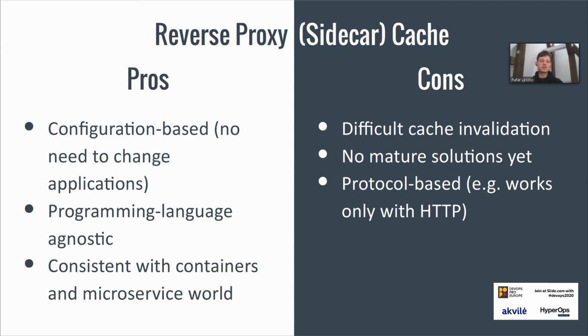From the downsides, we already mentioned that it's difficult to invalidate the cache. There are no major solutions yet. For reverse proxy itself, you can use Nginx with the issues I mentioned. For the reverse proxy sidecar, until it's implemented by Istio, there are no really good solutions. We implemented a prototype, but it's more on the prototype level than something that you could use in production. And it's also protocol based, which is probably not such a big deal.